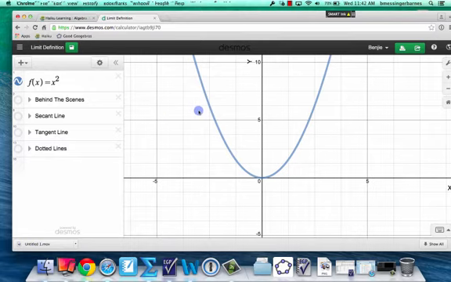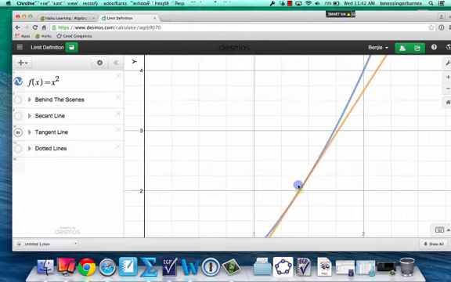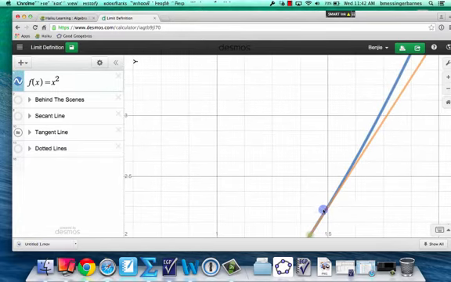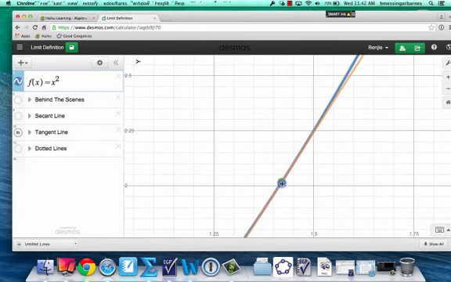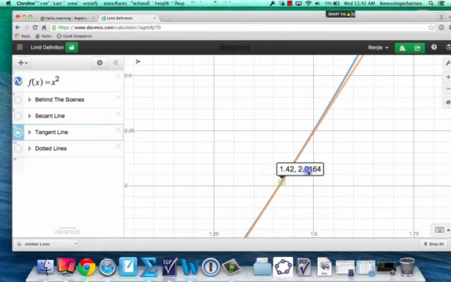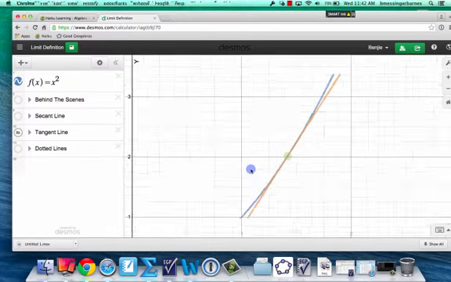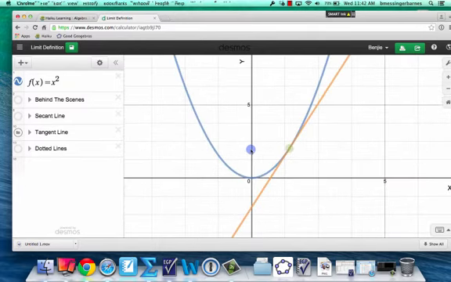Well, we need to introduce something called a tangent line. A tangent line is a line that, for a local interval right around a point, hits the curve exactly once and never again. This line in orange hits this blue curve right at that point, (1.42, 2.0164). That is the only point where the orange line intersects the blue line.